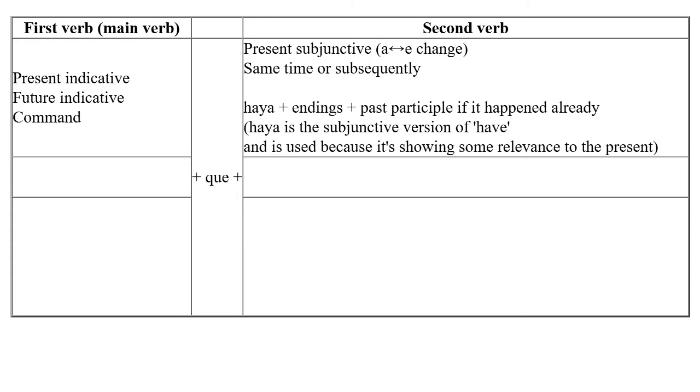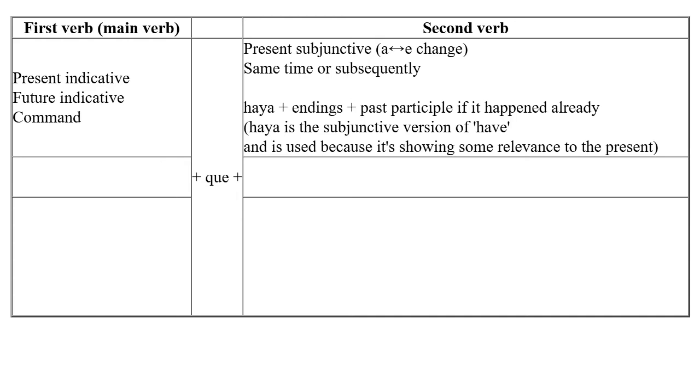If the first verb is in the present tense, future tense, or a command, we have 2 options for the second verb. If the first verb is in a past tense or any conditional tense, we have 2 other options for the second verb. I think most of the time you will only have to concern yourself with sentences where the first verb is in the present tense or a past tense.